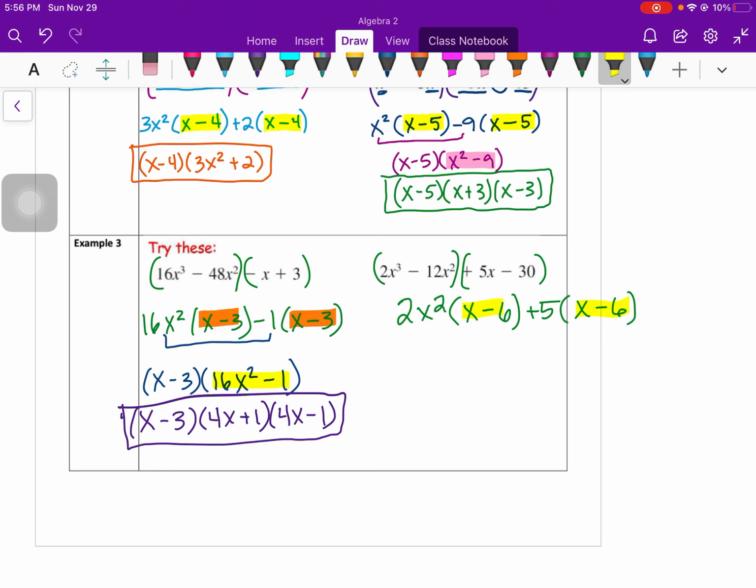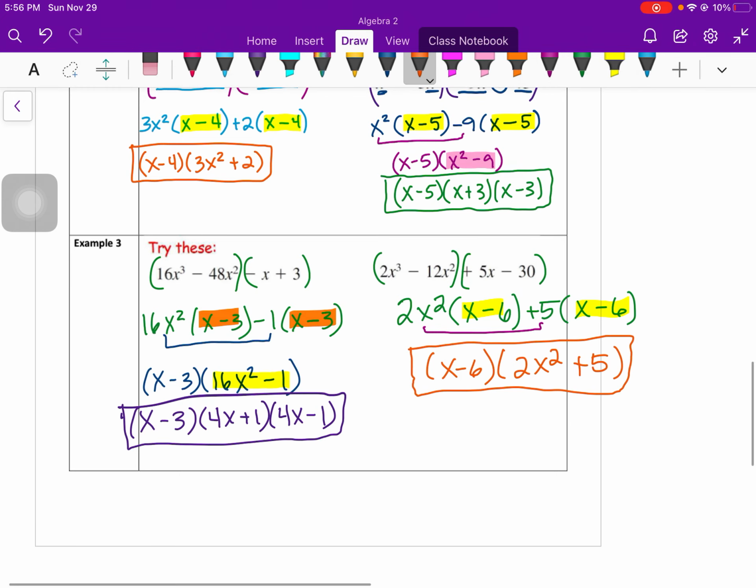Again, I notice I have an x minus 6 in both of those. So I'm going to put these two together and pull that x minus 6 out front. X minus 6, and I'm left with a 2x squared plus 5. And it doesn't look like we can do anything much more with that. And so that would be our answer.